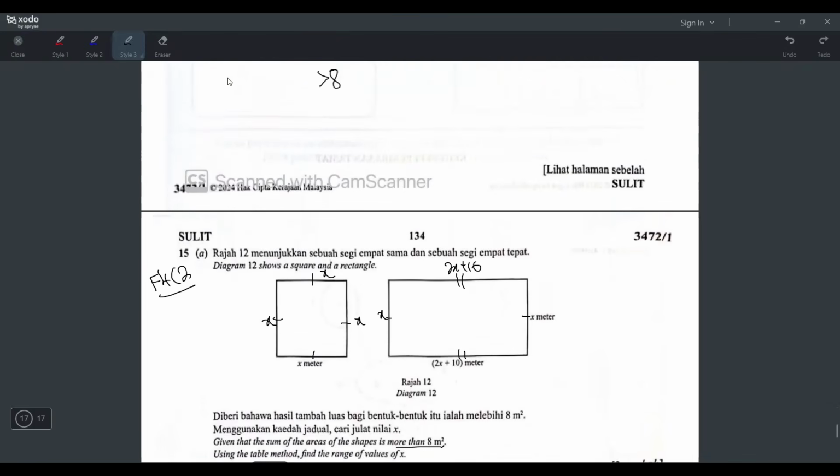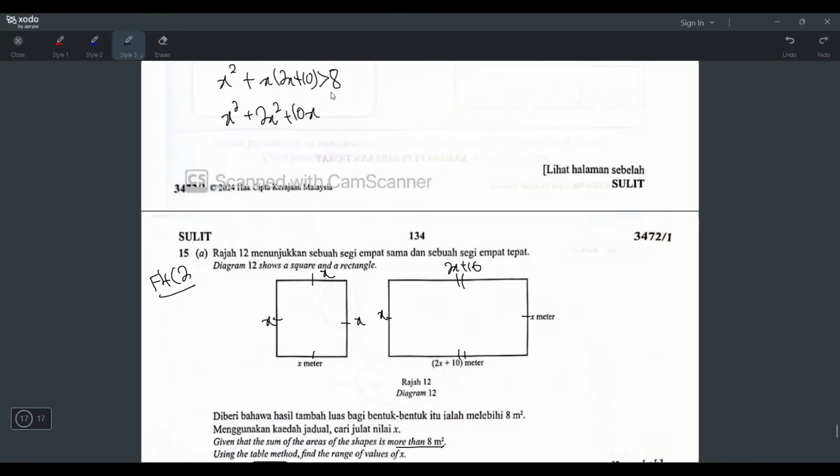For the area of square, it will be this one times this one, right? The length times the width. Or you can say base times height, whatever. Plus the rectangle's area will be this one times this one. So x times 2x plus 10. And when you expand this, you will get a quadratic inequality. So x squared plus 2x times x is 2x squared plus 10x. Okay, when you see x squared, it means it's a quadratic.